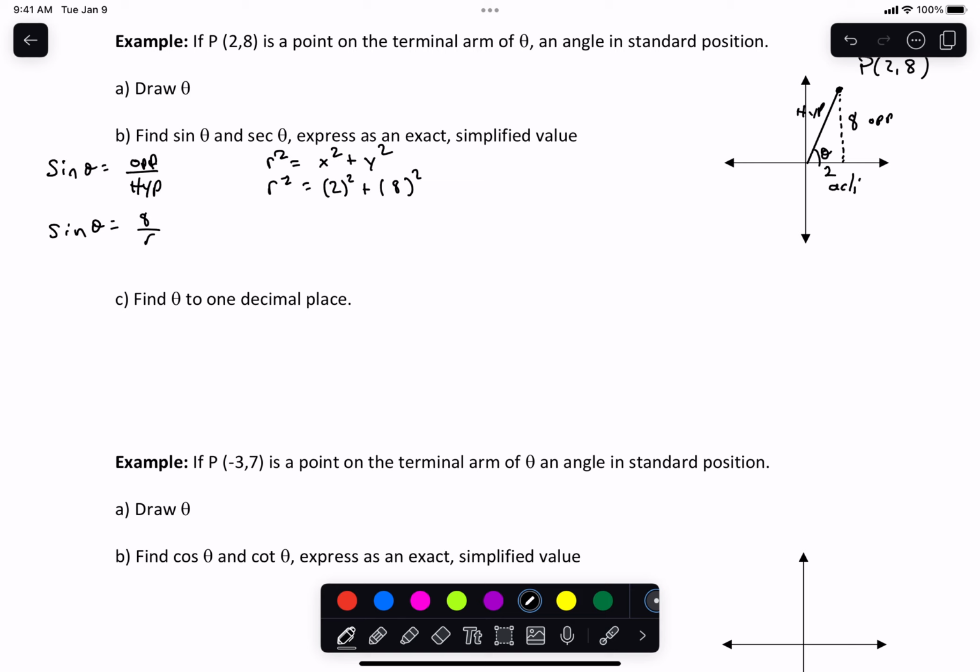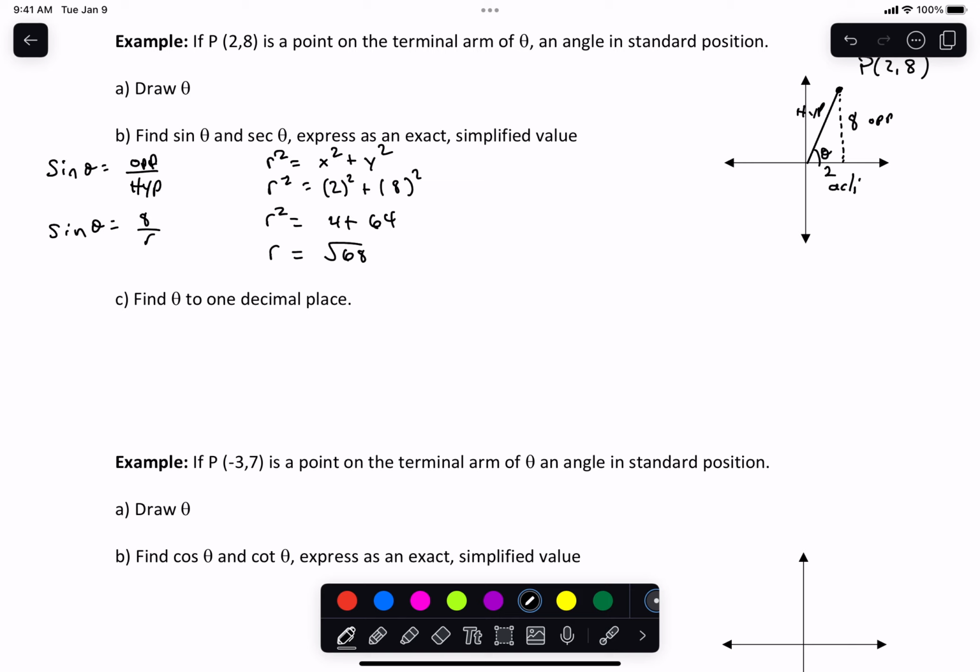So, should I ever get a negative answer for the radius? I can't have negative lengths. That doesn't make any sense. Right? So if you do get a negative length, you've got a problem. So fix it. It might come up in the next question, so I'll bring that to your attention in a minute. Okay, so let's just find r. So r squared is going to equal 4 plus 64. So r is going to equal the square root of 68.